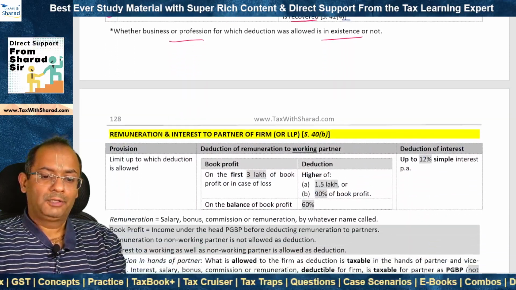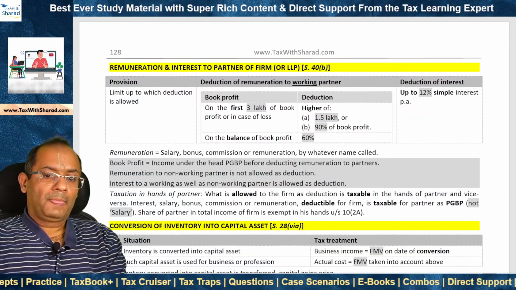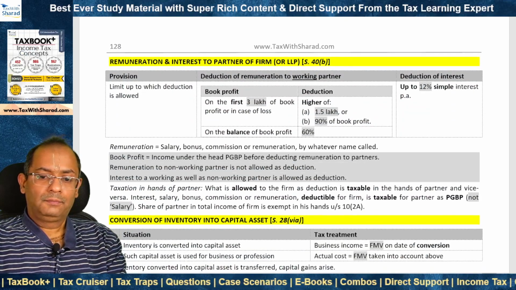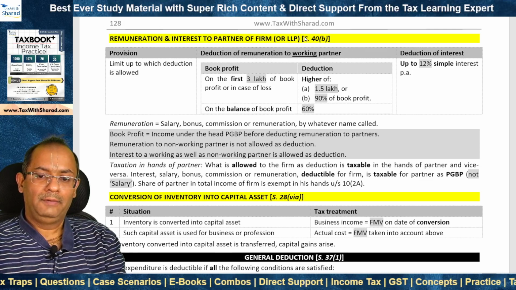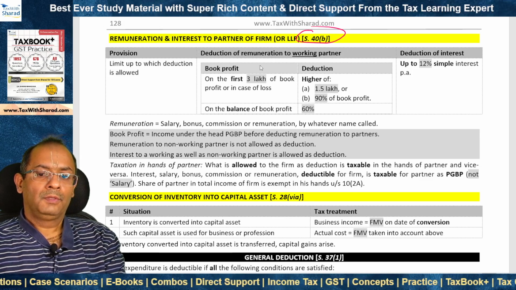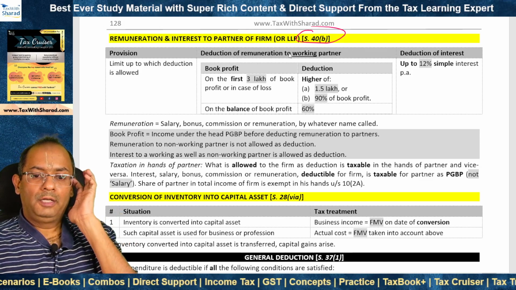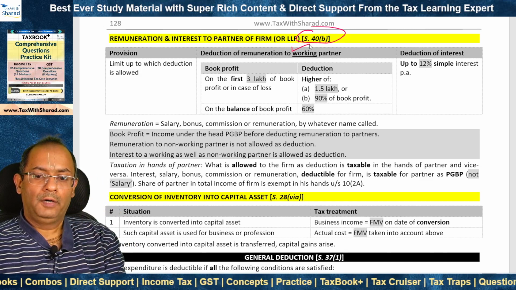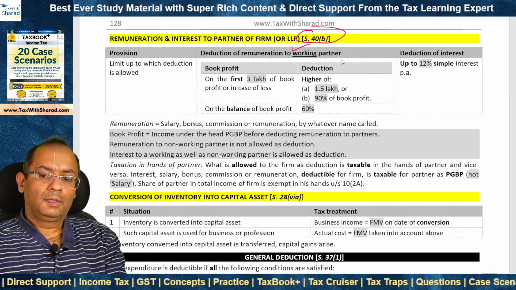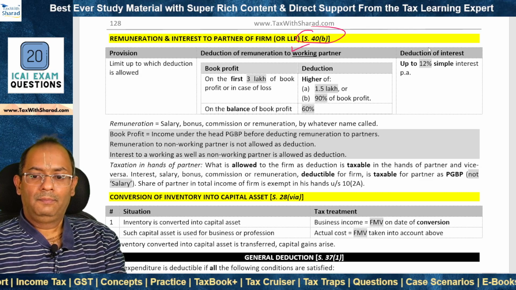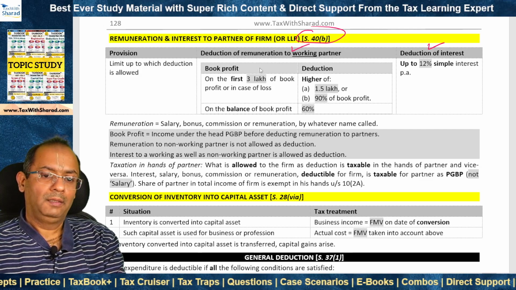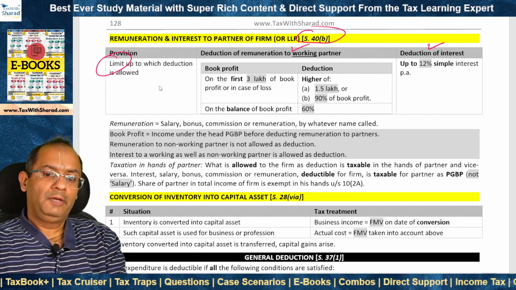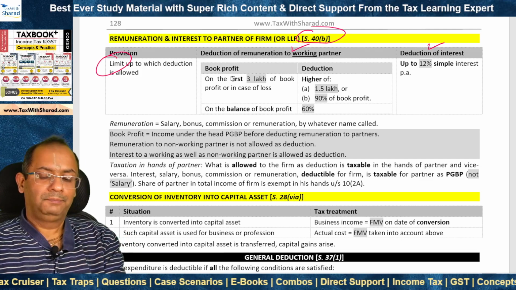We now look at deduction on account of remuneration and interest to partner of a firm or LLP, and the relevant section is section 40B. So a firm is allowed deduction on account of remuneration to working partner, not to a non-working partner, and is also allowed deduction of interest whether to working partner or non-working partner. And there is a limit up to which the deduction is allowed. So there is an upper cap.